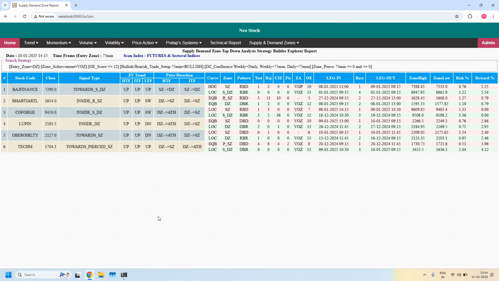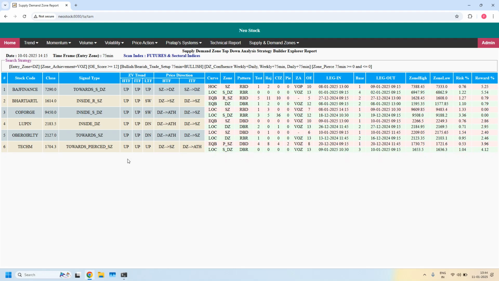We got 6 stocks. In all these 6 stocks, these 75 minute demand zones are part of the daily demand zone. Both together are again part of the weekly demand zone. And the weekly trend is up in all these stocks.